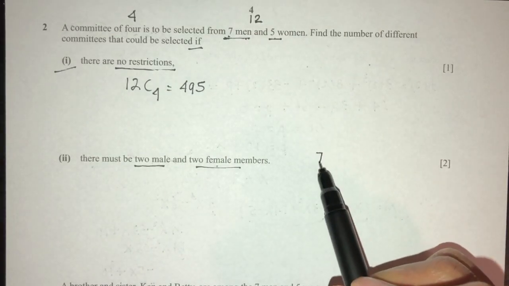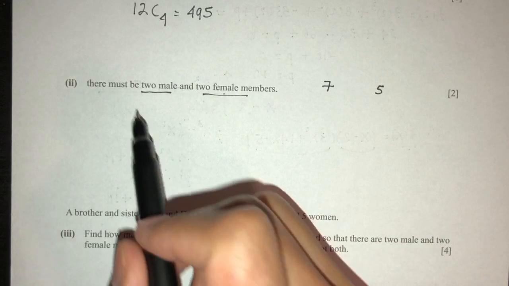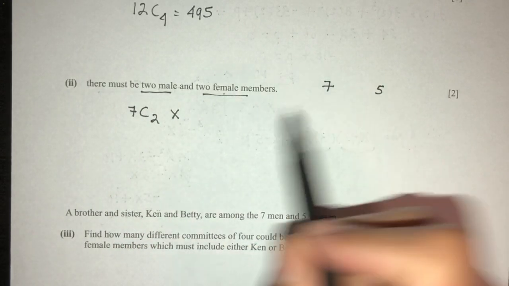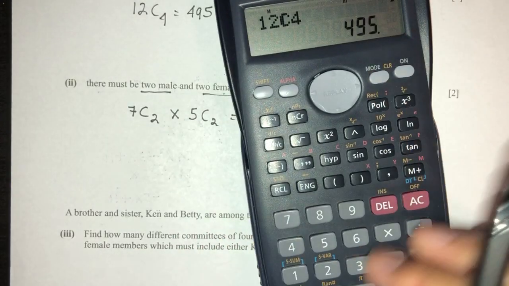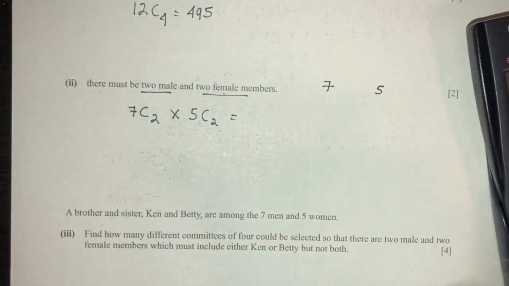So we know we have 7 male and 5 female. So from the 7 male, we have to choose 2 male, and from the 5 female, we have to choose 2 female. Let's see what we get. So 7 choose 2 times 5 choose 2. That will be 210.